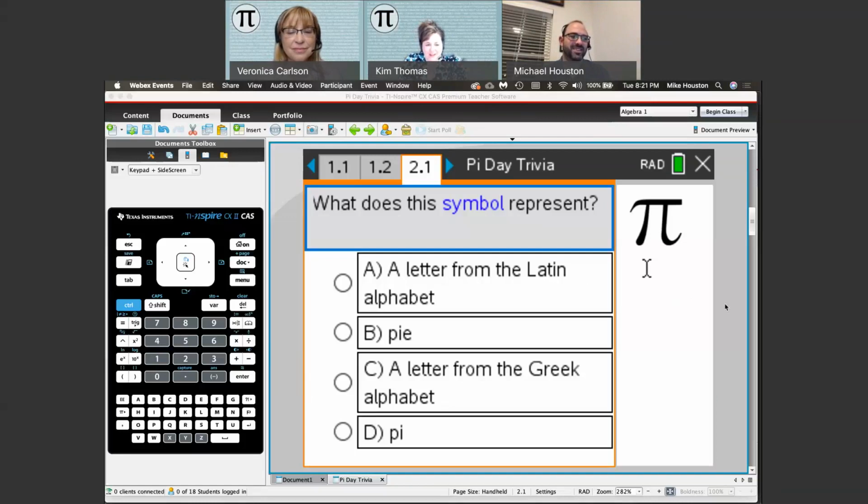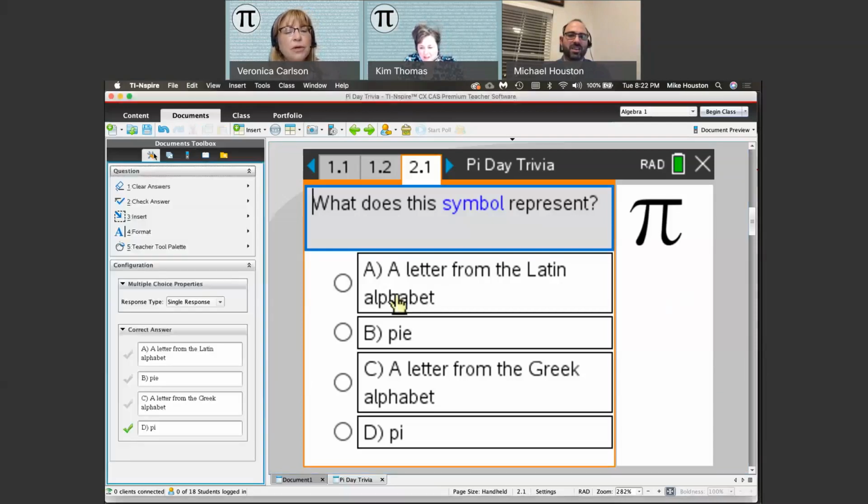And the results are in. Michael, do you want to reveal the answer? Yeah, I think I did. We got... Oh, no, I was thinking with the Nspire document on the teacher emulator, where we just flip it over as long as you're in the question spot, because it looks like we had 30% C's and 30% D's. So what does the symbol represent?